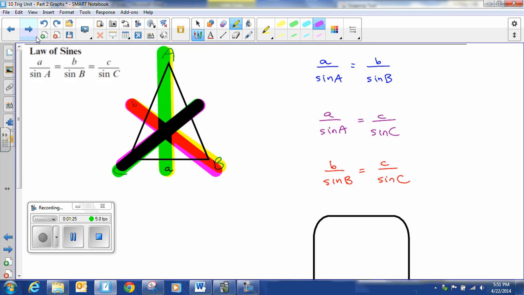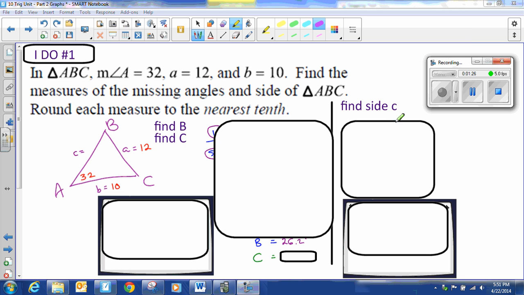Okay? Let's take a look at an example. I do number one. In triangle ABC, measure of angle A is 32, side A is 12, and side B is 10. First thing you want to do is draw yourself triangle ABC and label everything that they give you. They want you to find the measures of the missing angles and side of ABC.